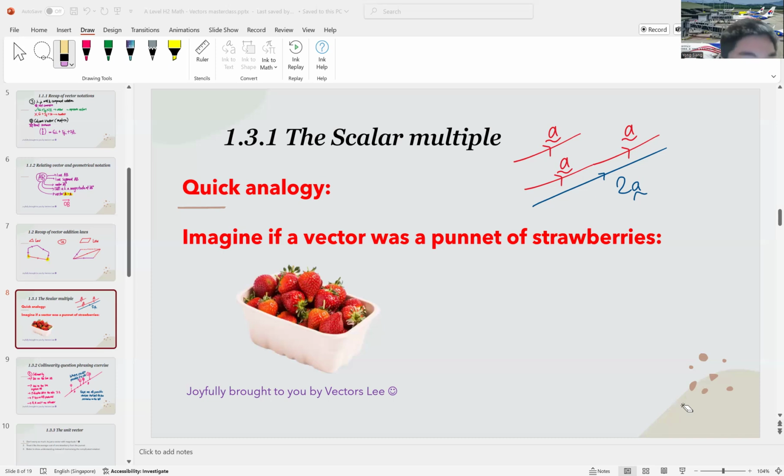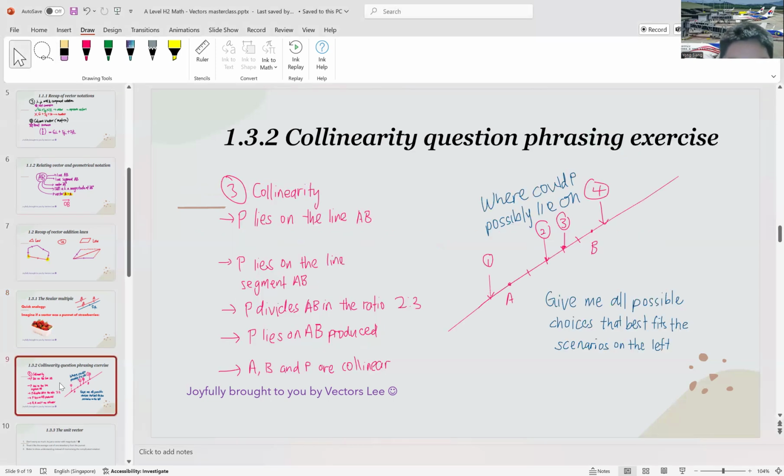Now, I'm going to do this collinearity question phrasing exercise. What I want you to do before the next lecture video is to try this exercise on your own. Because there are many phrasing types of questions that can be phrased on collinearity, or rather testing one concept. Collinearity is about parallel vectors with a common point. Let's say I have this line AB over here, which I'm going to highlight in yellow.